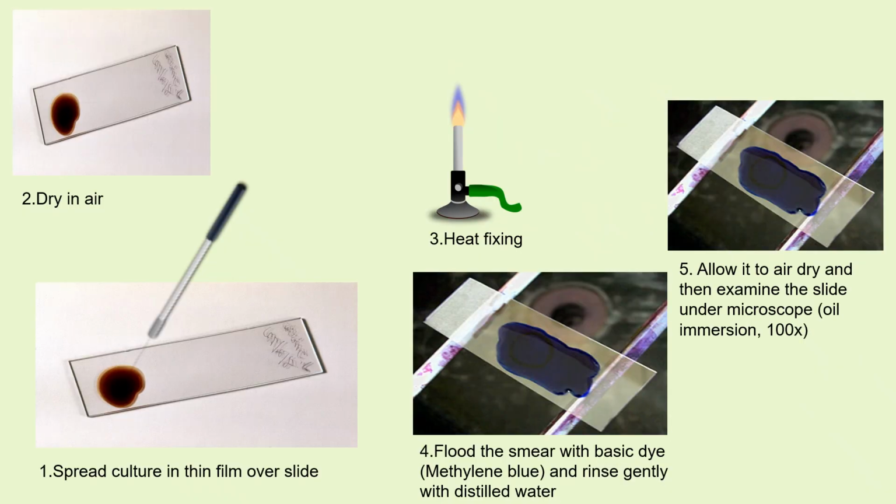Here is an animation of the procedure of monochrome staining. First, spread a culture in a thin film over a slide, then air dry it and heat fix. Then flood the smear with basic dye and gently wash with distilled water, and lastly air dry it and examine it under the microscope.